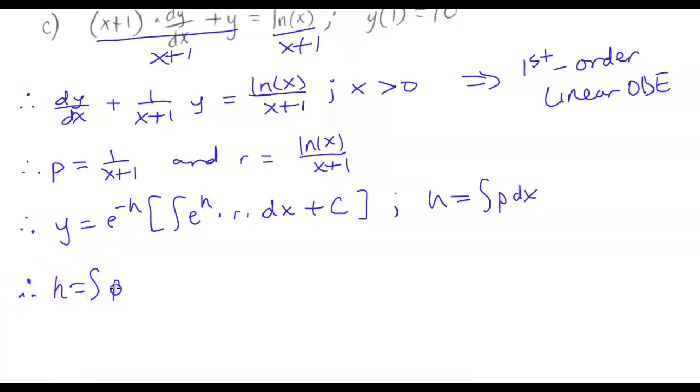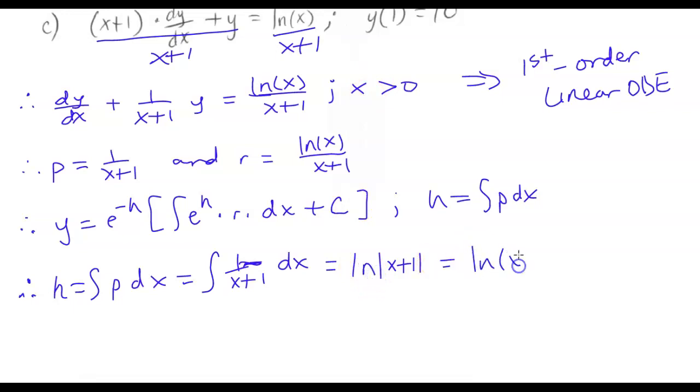The integral of p dx is just the integral of 1 divided by x plus 1 dx. If we use the substitution rule here, we'll see that this just ends up being natural log of the absolute value of x plus 1. And since x has to be greater than 0, we can drop the absolute value signs and just say that this is going to be natural log of x plus 1.